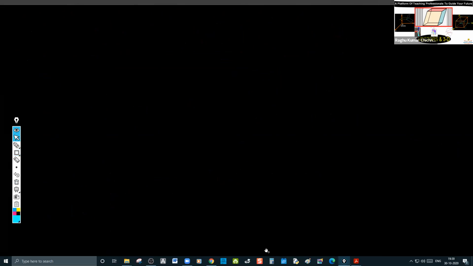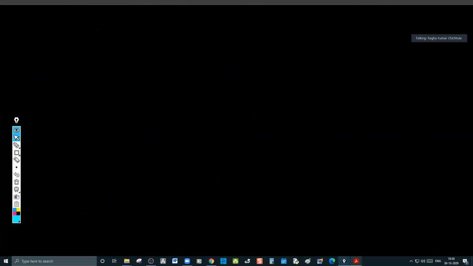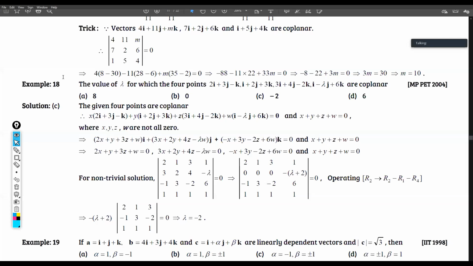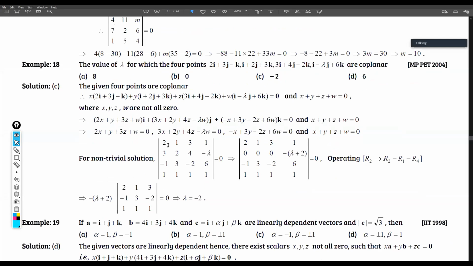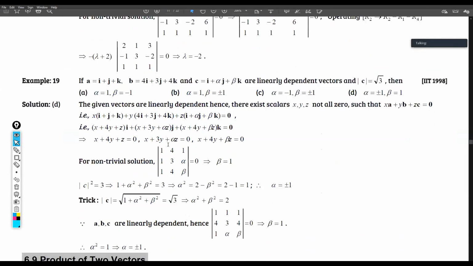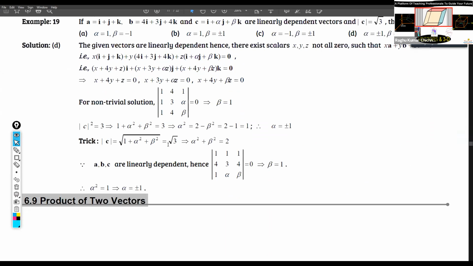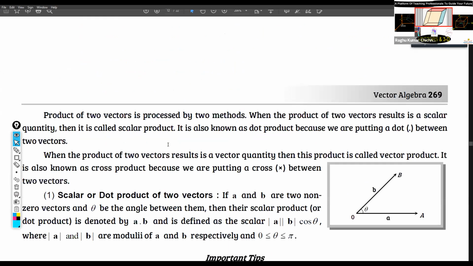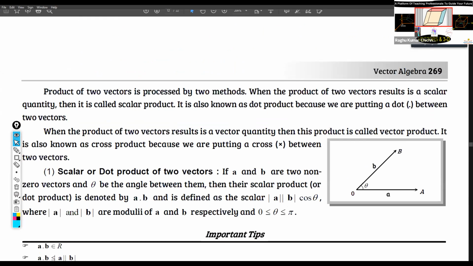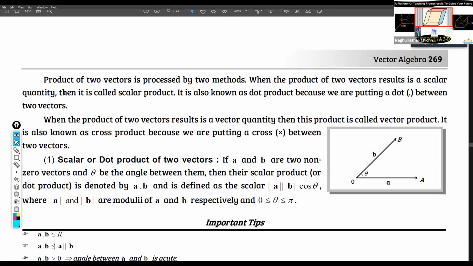Okay, now let's move on to the next question. Now we are entering into the product of two vectors. In the product of two vectors, this is the scalar product or dot product or inner product. We call it the inner product also.